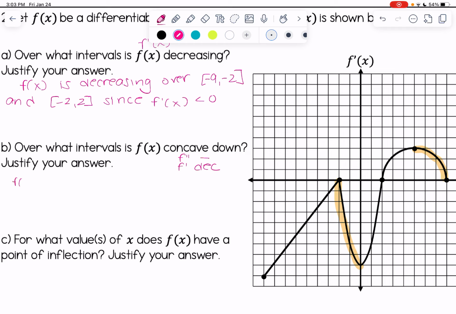So I'm going to say f of x is concave down over -2 to 0 and 5 to 8, since f prime of x is decreasing.